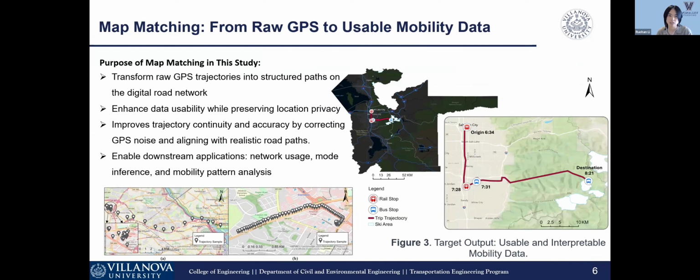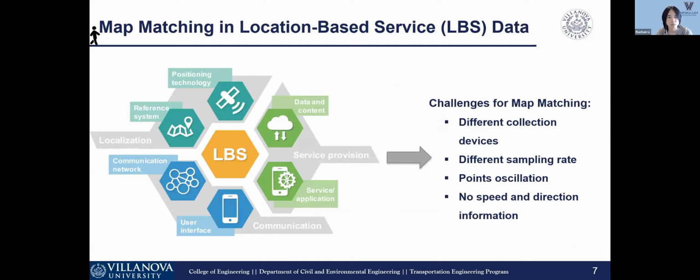But as we know, LBS data is collected from different devices, such as smartphones, vehicles, and even Wi-Fi, satellites, and so on. So the trajectories may have different sampling rates and point oscillations. Most importantly, there is no speed and direction information in the LBS data. However, most map matching models target only vehicle GPS data, which do have real speed and direction. This helps the model achieve better performance. So this makes map matching on LBS data much more difficult than on GPS data.